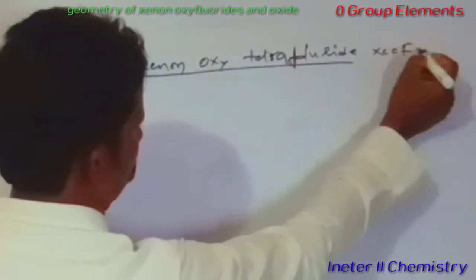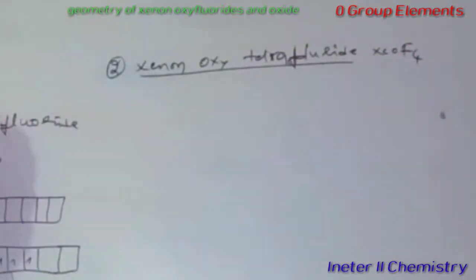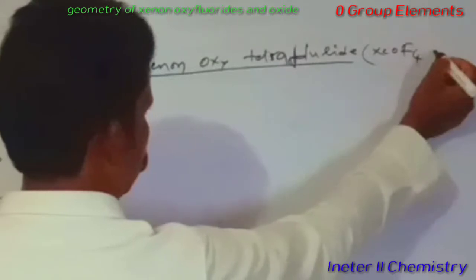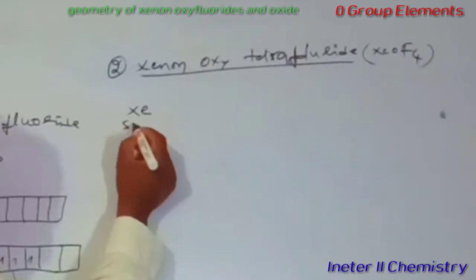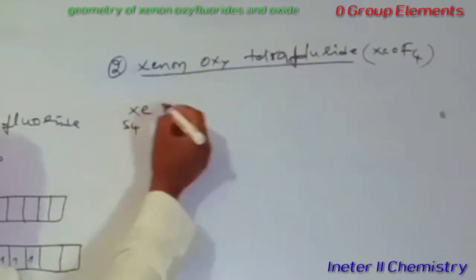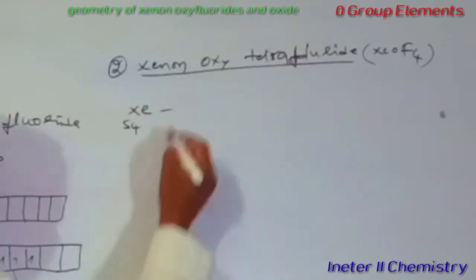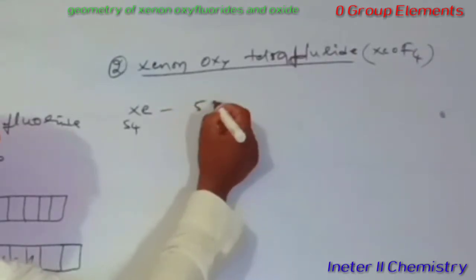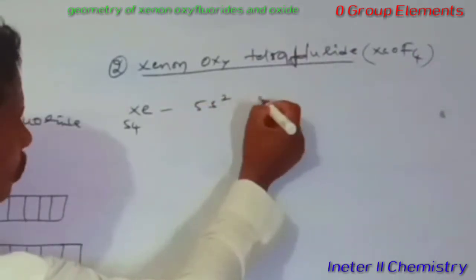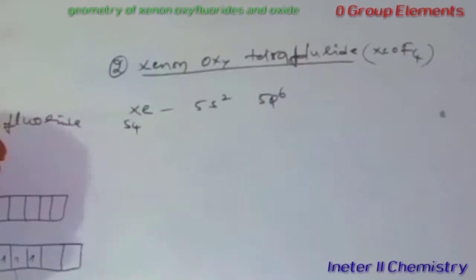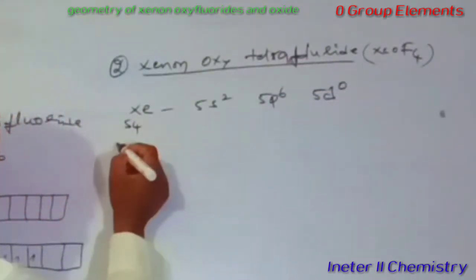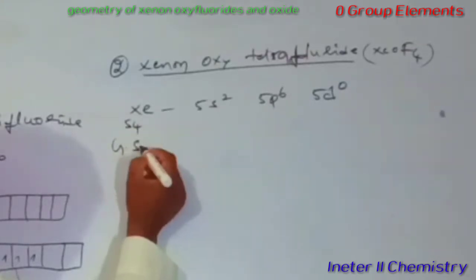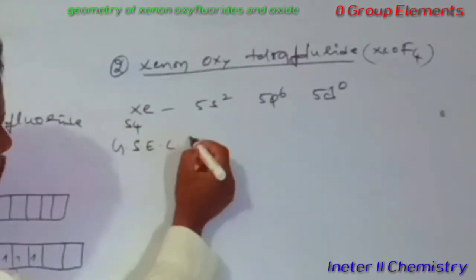Xenon oxytetrafluoride. In xenon oxyfluoride also, which one is the central atom? Only xenon. The atomic number, we know, is 54. The outermost electron configuration of xenon is 5s2 5p6 5d0. So it is also considered as a ground state electron configuration.